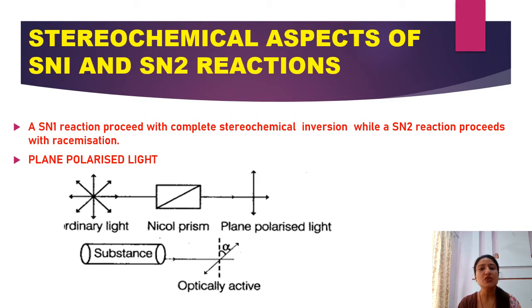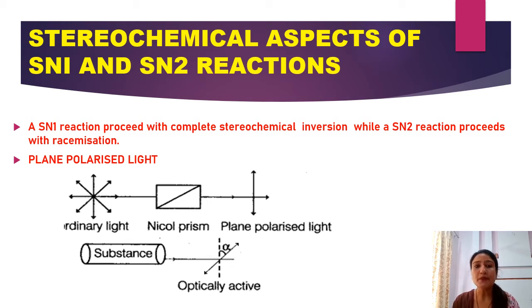Now the stereochemical aspects of SN1 and SN2 reactions. In SN1 reactions, the reaction proceeds with a complete stereochemical inversion. I give you the example of an inverted umbrella here. While an SN2 reaction proceeds with racemization. So firstly, we discuss SN1 and SN2 reactions.